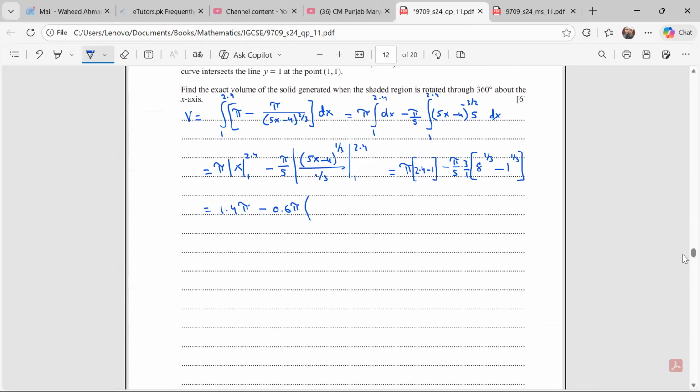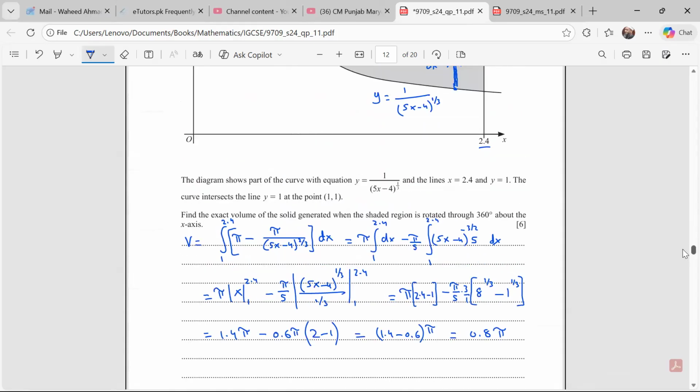And 8 power 1 by 3 is 2, and 1 power 1 by 3 is 1. The 2 minus 1 is 1. So my answer is 1.4 minus 0.6 into pi, and that would be 0.8 pi. So that is the volume of this shape when it is rotated around the x-axis.